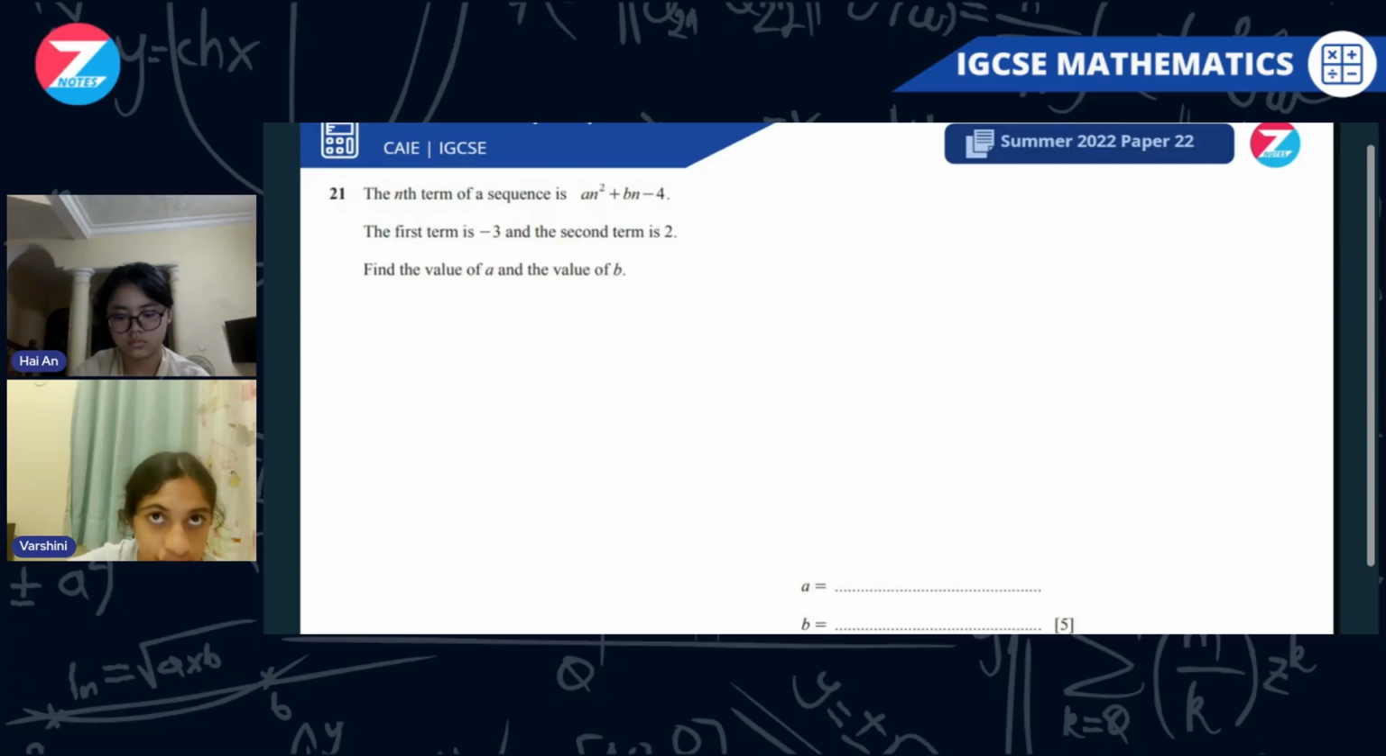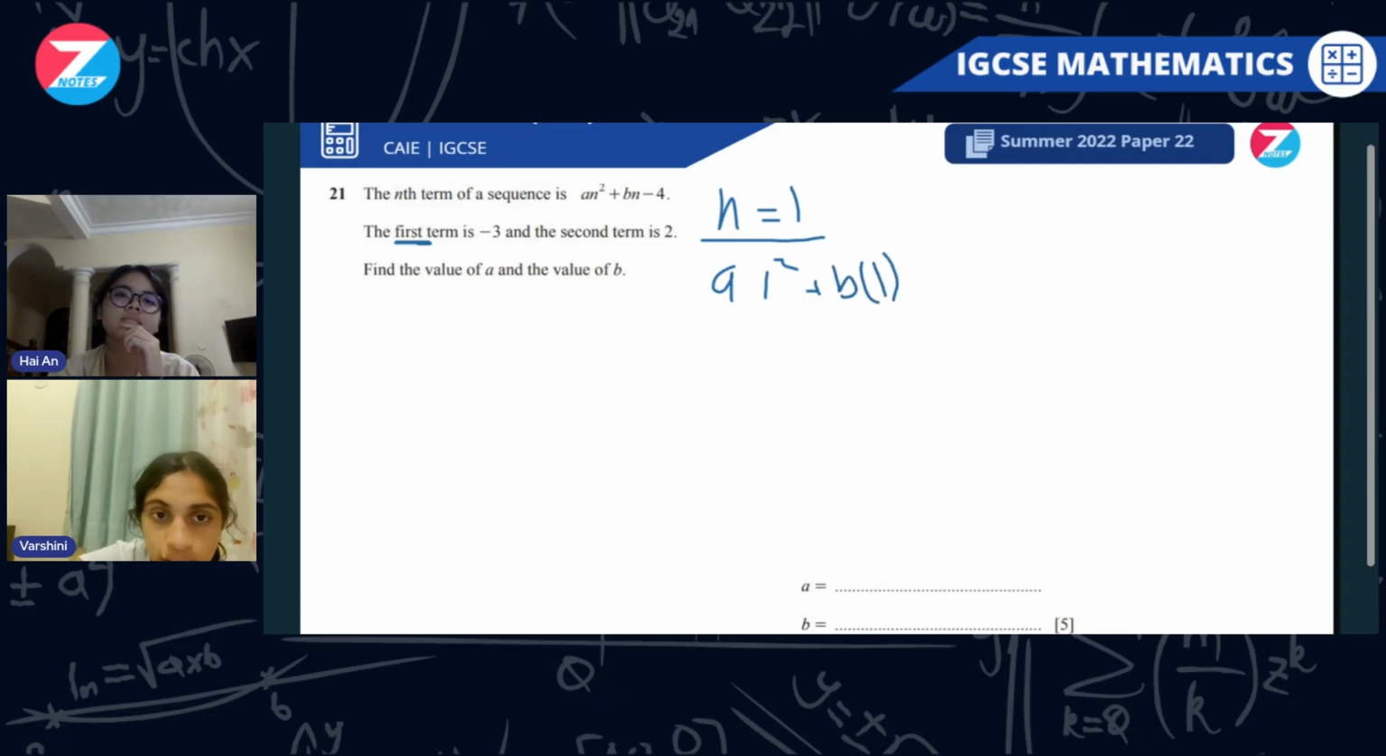So let's take the first term. We know when n equals 1, we're going to take this case. We're going to make this a into 1 squared plus b into 1 minus 4, and they've given us the first term is minus 3. So we know that this full thing, a into 1 squared plus b into 1 minus 4, is going to equal minus 3. Now we can simplify this. We know 1 squared is 1, and b into 1 will just be b. Minus 4 is equal to minus 3.